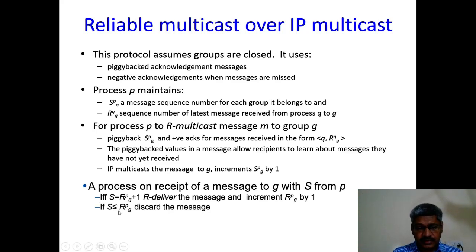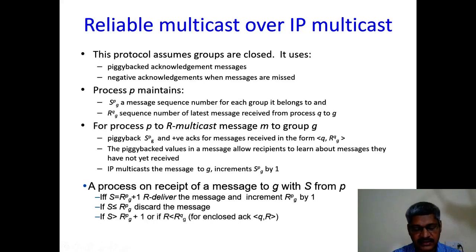And if S is less than RPG, that means you already received a higher sequence number for that particular process, and then you are receiving a new message. That states you are getting a duplicate message. The message was already received, you have moved ahead, and you are receiving a message from some previous time, so you will discard that message. The third case is very interesting. If the S value is greater than RPG plus 1, then what does it mean? You have lost some message in the middle.